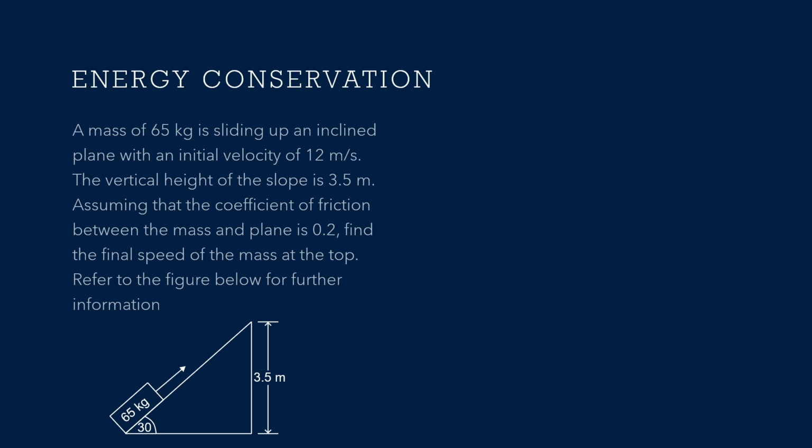The initial height of the slope is 3.5 meters. Assuming that the coefficient of friction between the mass and the plane is 0.2, find the final speed of the mass at the top. Refer to the figure below for further information. We can see that the angle is 30 degrees, the height of the slope is 3.5 meters, and the mass is 65 kilograms. Solutions.